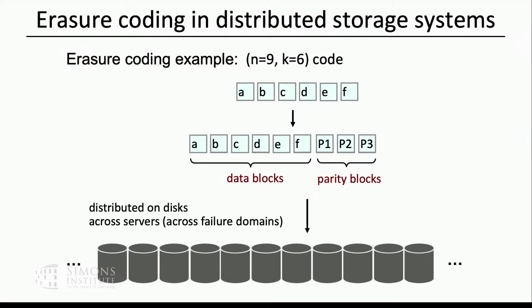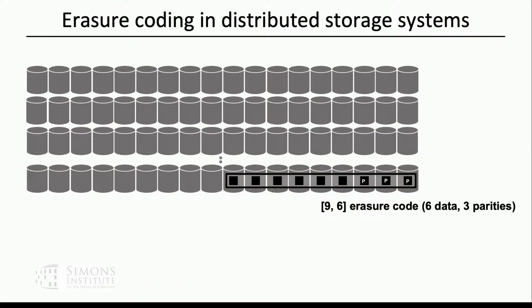And these 9 blocks are then distributed across different disks, across different servers, and often across different failure domains, like power domains, for example, to make sure you don't have correlated failures. Okay, so this is how erasure coding fits into the distributed file systems used in data centers. Now, that was just showing one codeword, or the blocks corresponding to one codeword. We can refer to that as a stripe. And then, zooming out, where we have hundreds of thousands to millions of disk drives, you'll have many, many such codewords spread across. One of those is what we just saw.